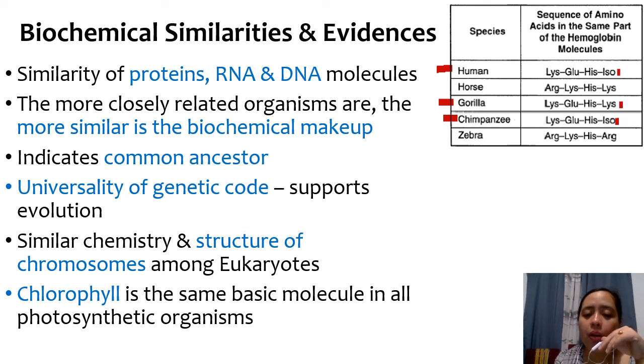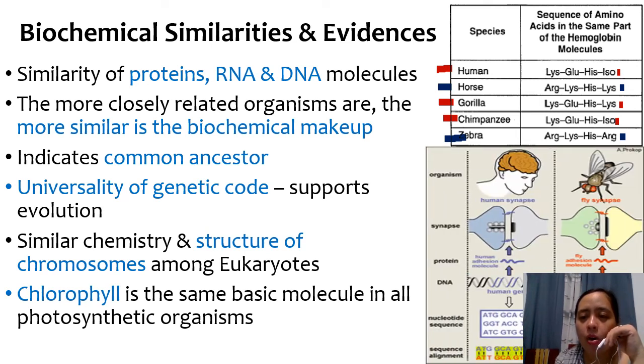lysine. Ngayon, pagdating naman kay horse and kay zebra, they are the same, no? Arginine, lysine, histidine, dito lang sila nagkatugma sa arginine at lysine. So you can see in here, ito yung example na sinasabi natin sa biochemical similarities. They're looking at the protein sequence similarity. Ito sa hemoglobin molecule.